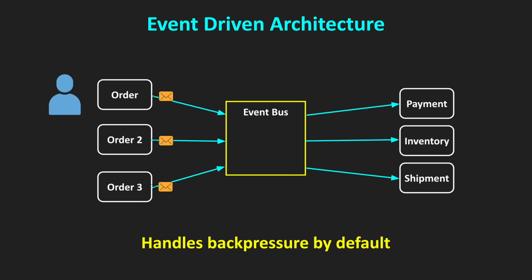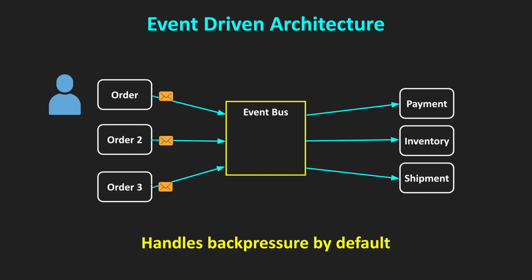So for example, on the payment side, if we want to consume only 20,000 messages in a minute, then we should be able to do that. So that's called back pressure. In this case, from the payment side, it's handled by default.